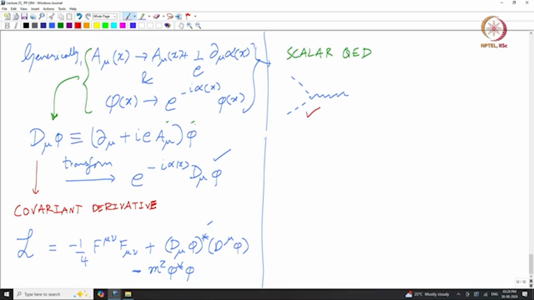Okay. But at the same time, what else is allowed? Two phis can also hit two photons, correct. You can see that, right, 1 2, and then I hit it with this, and then again you have A and phi. So this is also allowed, but clearly this is not allowed.